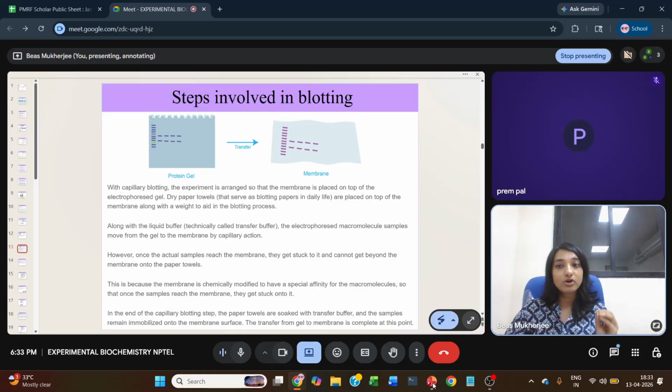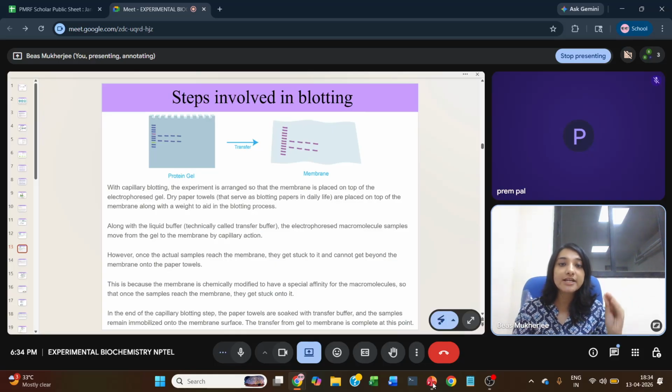So with capillary blotting, the experiment is arranged in such a way that the membrane is placed on top of the electrophoresed gel. So dry paper towels that serve as blotting papers in daily life, blotting papers are taken and they are cut into the shape and size of the gel. They are placed on top of the membrane along with the weight to aid in the blotting process, right? So along with the liquid buffer, technically called the transfer buffer. So this is the buffer into which all of this is drenched very well.